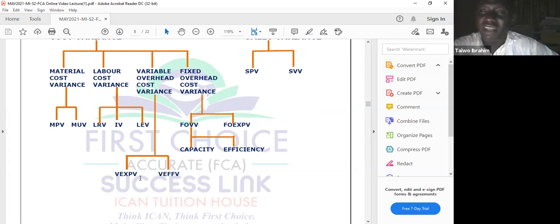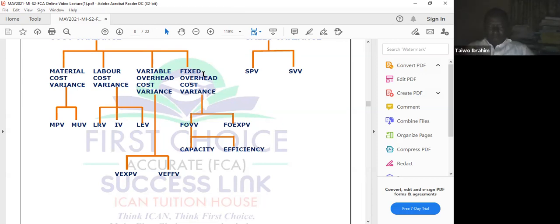Now, the next one is variable overhead expenditure variance. In this instance, we are looking at what we are expecting to incur in total as variable overhead and what we actually incur. That's variable overhead expenditure variance. So please note them. Now, the fourth one under cost that can bring about disparity between budgeted profit and actual profit is the fixed overhead cost variance.